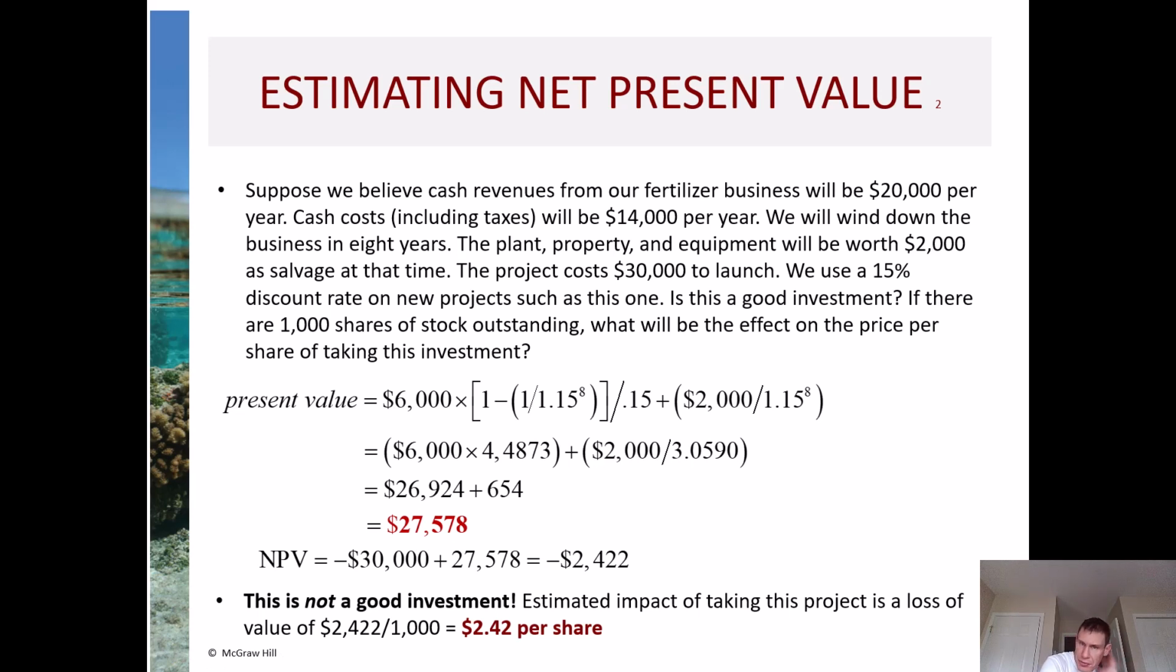So suppose we believe cash revenues from our fertilizer business will be $20,000 per year. The cash costs, including taxes, will be $14,000 a year. We will wind down the business in 8 years' time. The PP&E will be worth $2,000 as salvage at that time. The project costs $30,000 to launch.